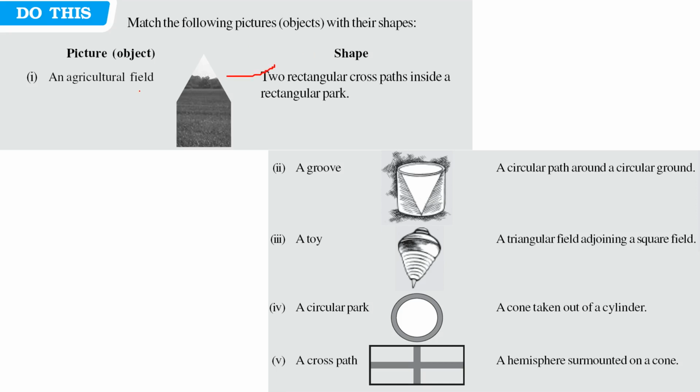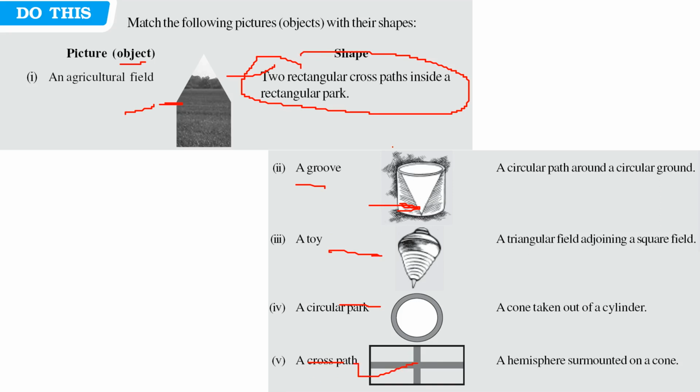So let us match this. First of all, agriculture field. This seems to be an agriculture field. Then this is a groove, so this can be a groove. This is a toy. This is a circular part. This is a cross path. So let us match this. Two rectangular cross paths inside a rectangular park. This is the matching. Then a circular path around a circular ground. This one is the correct answer.